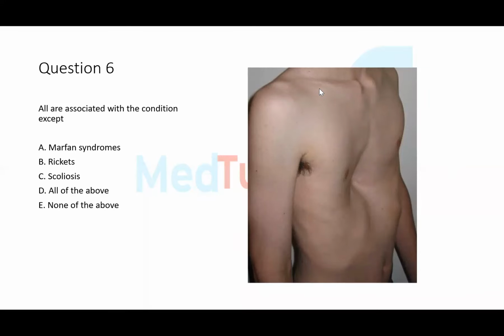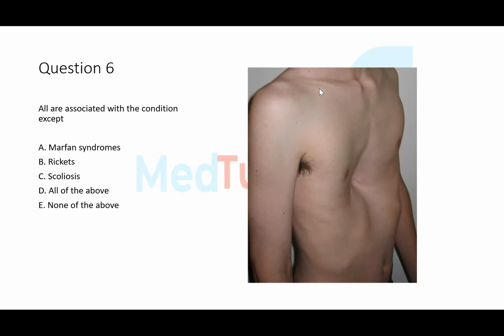All of the following are associated with the condition, except... What we can see here is pectus excavatum. Yes, you can see this in Marfan syndrome. Marfan syndrome is a condition whereby you have elongation of the body. It's one of the collagen vascular diseases, and all the long bones could be so elongated, and the bones could be brittle, giving this kind of manifestation of rickets.